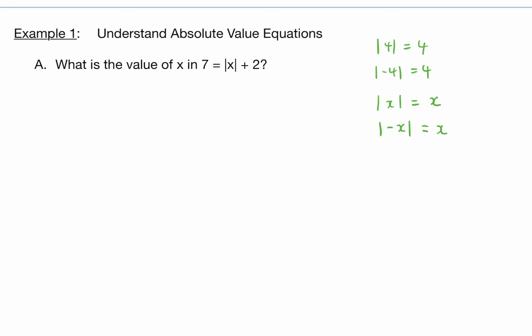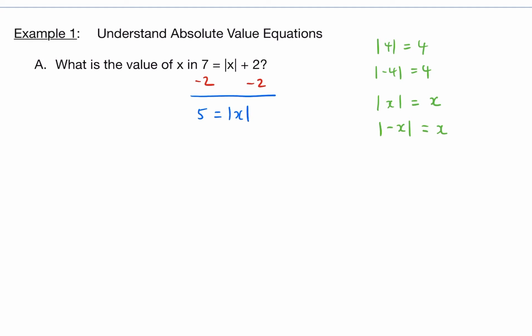So let's go ahead and work out this problem. We have 7 is equal to the absolute value of x plus 2. The way we're going to work this out is first subtract 2 from both sides, like we would normally do in any kind of algebra when we're solving for a variable. This comes out to 5, and that is equal to the absolute value of x.